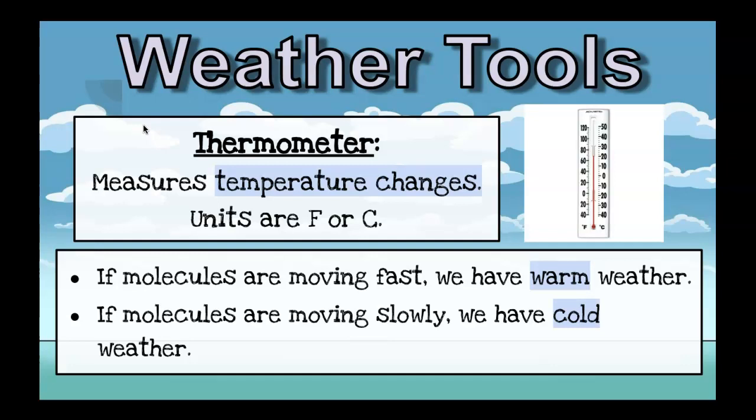So it's measuring how fast those molecules are moving. If molecules are moving really fast and they're super far apart, we're going to have warm weather. If molecules are moving slowly, they're bunched together, that's when we have cold temperatures. The units that we use for thermometers are either Celsius or Fahrenheit.